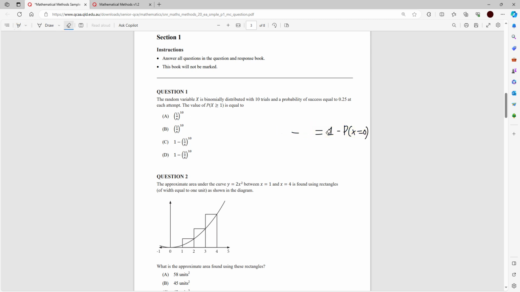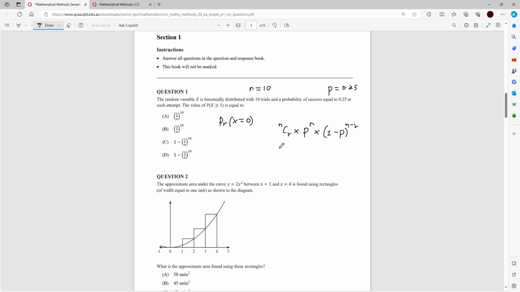So I'm just going to move this out the side, and we need to unpack what we have in this question. It's a binomial probability, so I know n is 10 because it's 10 trials. Probability of success is 0.25. We need to work out the probability that x is equal to 0. The formula for binomial probability is n choose r times the probability of success to the power of r times 1 minus the probability of success to the power of n minus r.